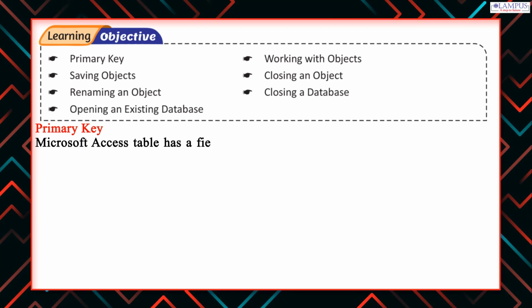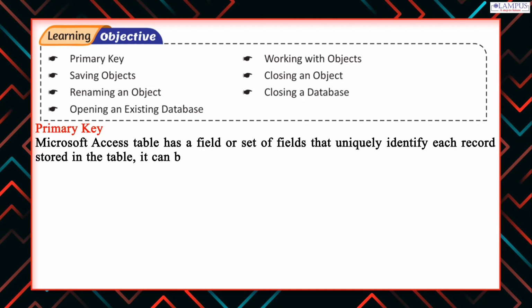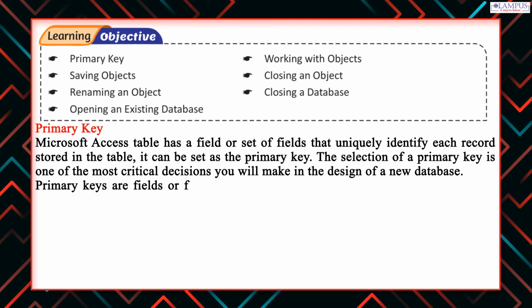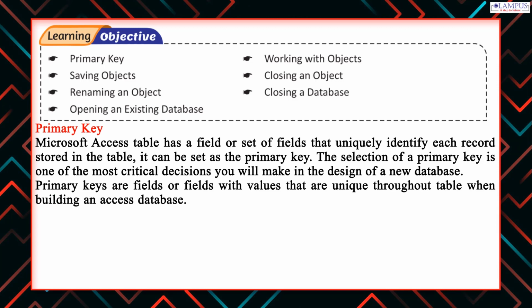Primary key. A Microsoft Access table has a field or set of fields that uniquely identify each record stored in the table. It can be set as the primary key. The selection of a primary key is one of the most critical decisions you will make in the design of a new database. Primary keys are fields with values that are unique throughout the table when building an Access database. Primary keys can be used to refer to entire records.